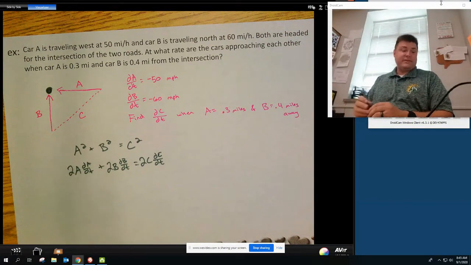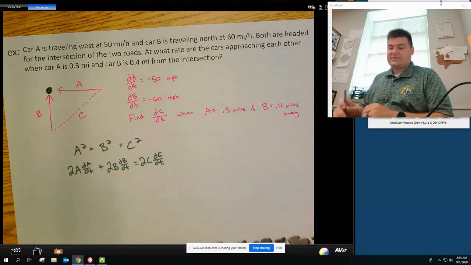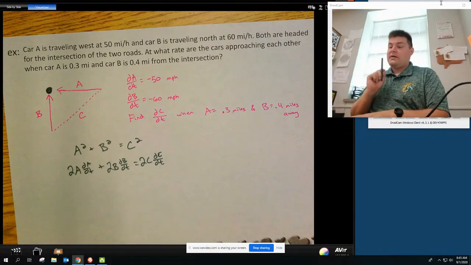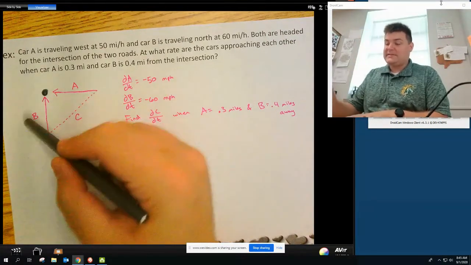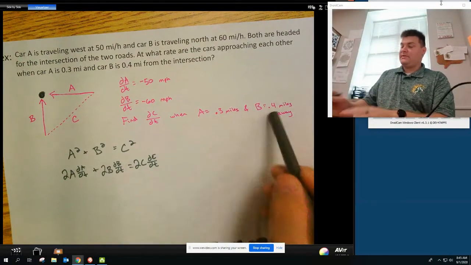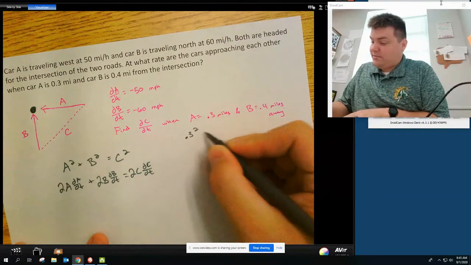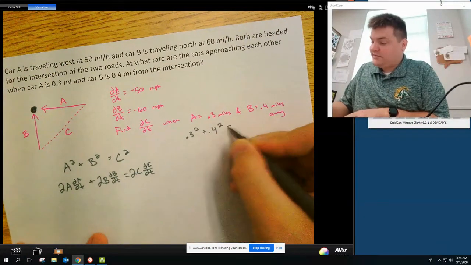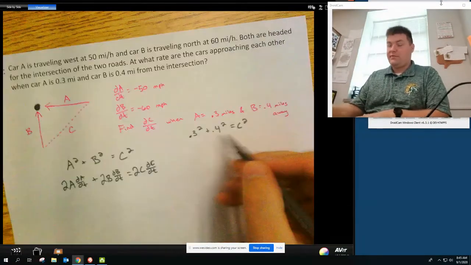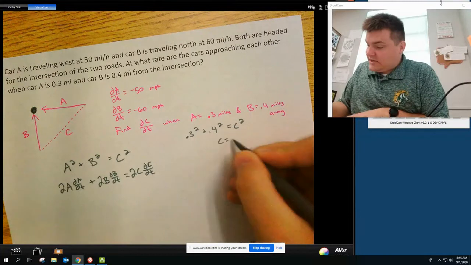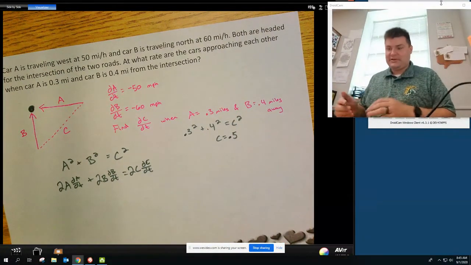In a lot of these related rates problems, there are helper equations out there to help us fill in the gaps for some of the stuff. The helper equation for this one is going to be the Pythagorean theorem at this exact point, when a is 0.3 and b is 0.4. So I get 0.3 squared plus 0.4 squared equals c squared. Luckily, this is a 3, 4, 5 triple, so c is going to equal 0.5. That's super awesome. Now I can plug absolutely everything in.